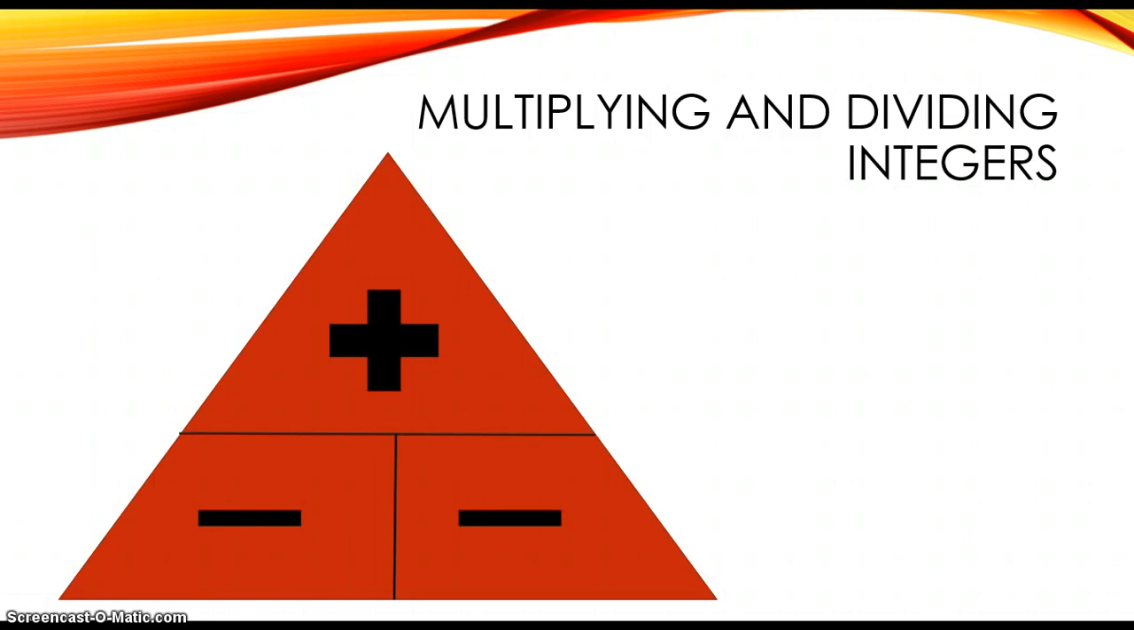We're going to start with multiplying and dividing integers. The triangle you see is very helpful when you're multiplying and dividing negative and positive integers. Notice on the bottom there's two negative signs, and then on the top there's a plus sign. If you're not familiar with this triangle, I'm going to help you with it on the next few slides.